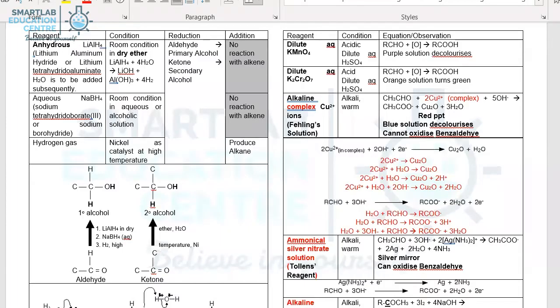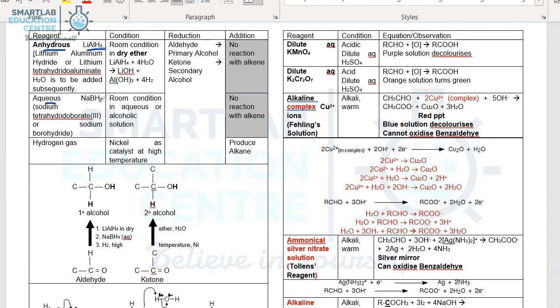Reduction. There are three reducing agents that we're introducing. First is your anhydrous lithium aluminium hydride. And note that it has to be anhydrous because the adding of water will cause the lithium aluminium hydride to break down. We'll show you the equations later.